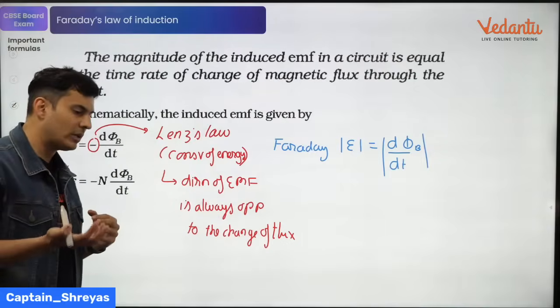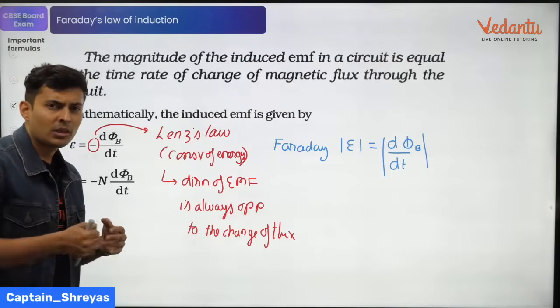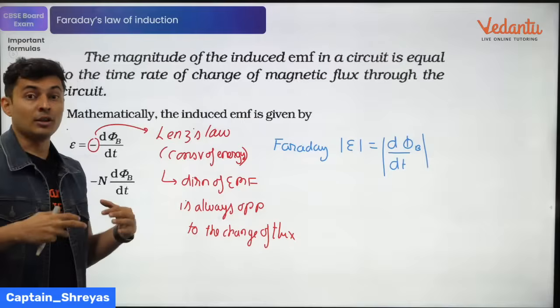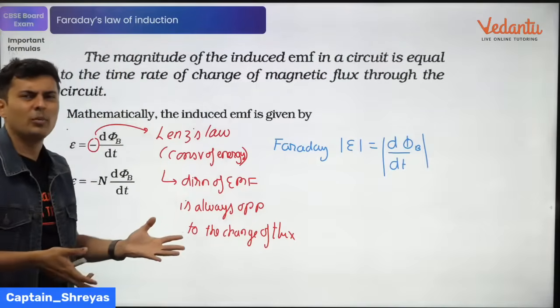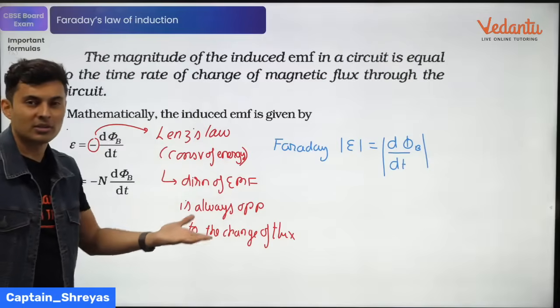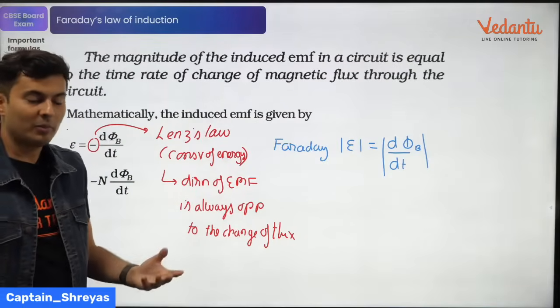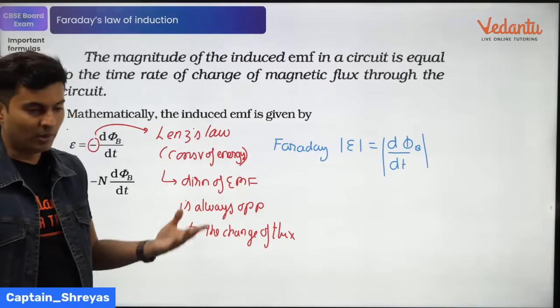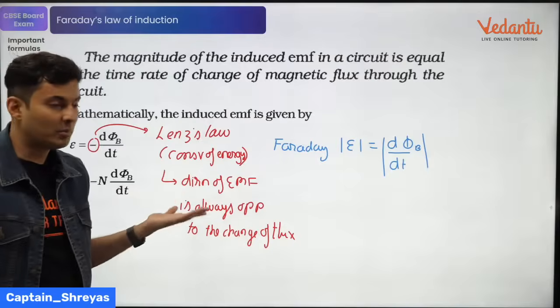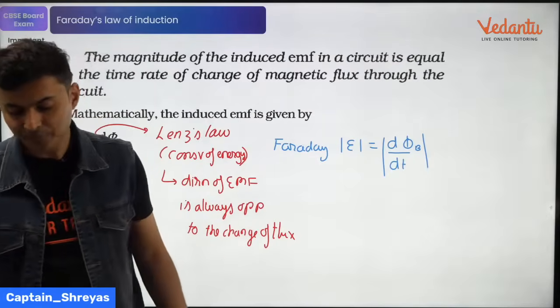It says if flux tries to increase, the induced EMF will try to decrease the flux. If flux tries to decrease, then the induced EMF will try to increase the flux. So always opposing. Just like you oppose whatever your teachers or your parents say. Your mom and dad say study, you're like, no, I want to play. If your mom and dad say play, you're like, no, I want to sit and study. So that is basically your Lenz's law.